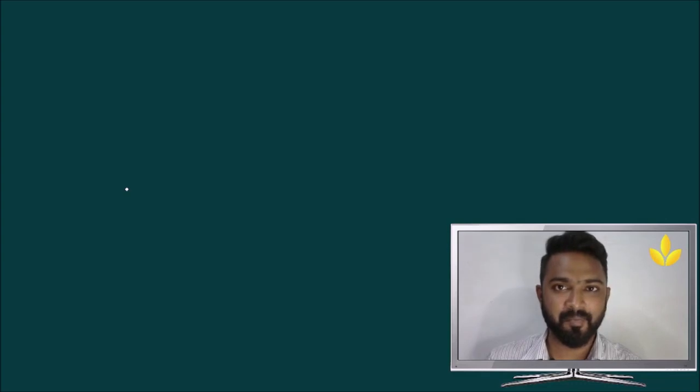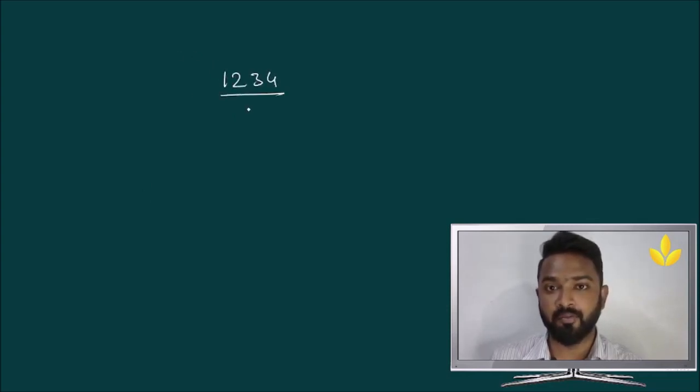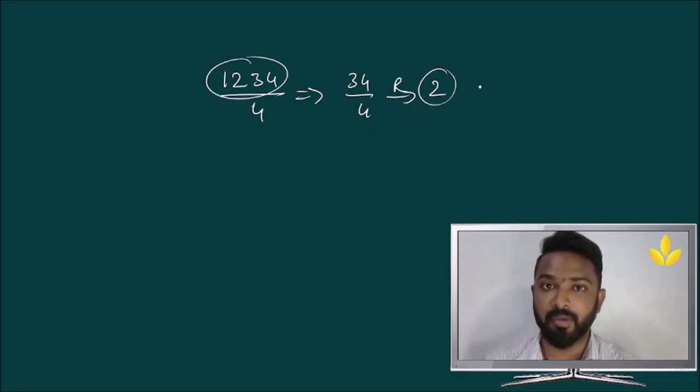That's it. Alright. And after that, if at all the power needs to be divided by 4, all you need to do is divide the last 2 digits by 4. For example, if at all you need to divide 1234 by 4 and get the remainder, all you need to do is divide 34 by 4 and then get the remainder, which is 2. 34 by 4 remainder is 2. So 1234 by 4 remainder will also be 2.